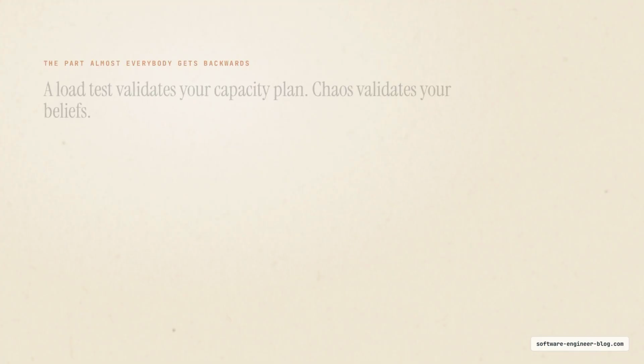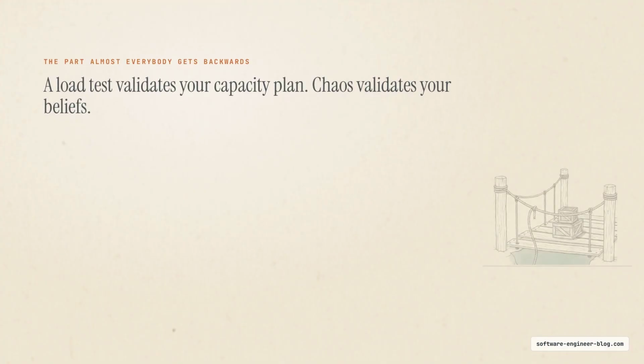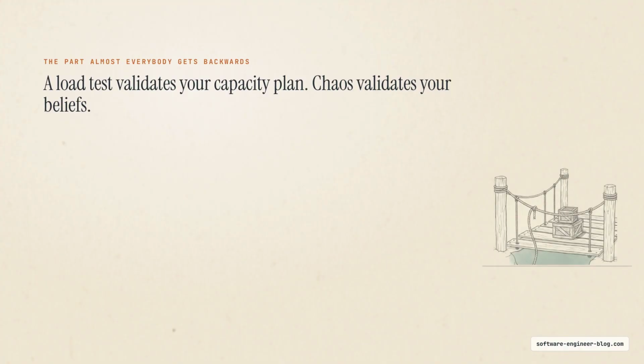And here is the part that almost everybody gets backwards. A load test validates your capacity plan. A chaos experiment validates your beliefs. Those are not the same thing at all, and the beliefs are what actually takes systems down.